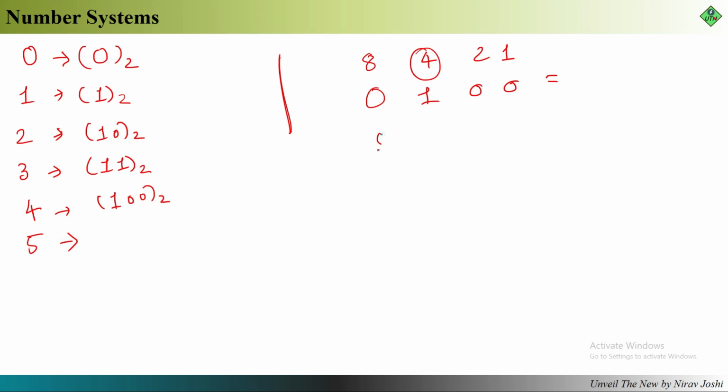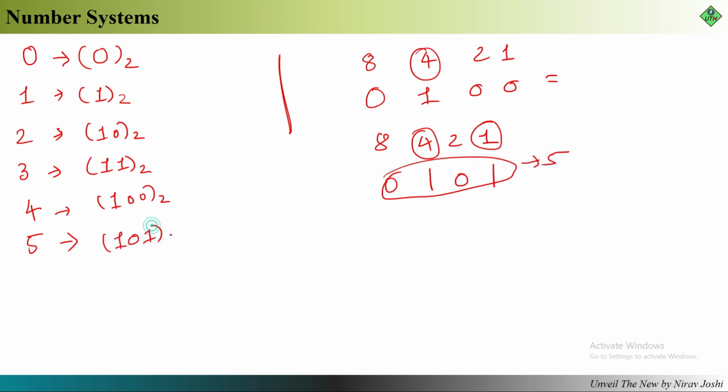What do we want? 8, 4, 2, 1. What do we want? We want 5. So we will keep 4 plus 1. 4 plus 1 becomes 5. So 1 and 1, and 0 and 0 for 8 and 2. So this becomes the binary of 5. So that is nothing but what? 1, 0, 1. Exactly. Very good.